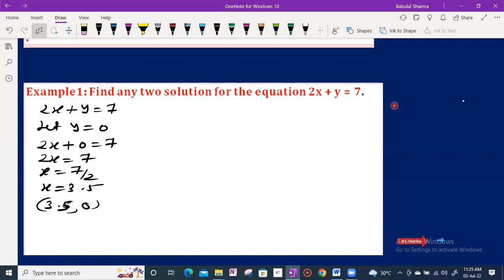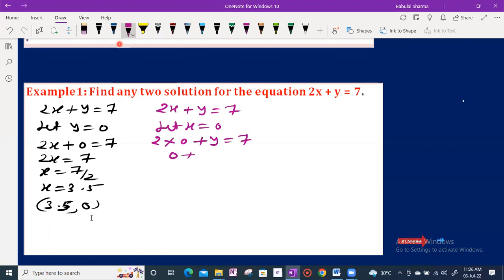ध्यान रखिए, first we write x component and then comma, then we write y component. Second, the equation is 2x plus y is equal to 7. We let x is equal to 0. x और y की जगह हम कोई भी रियल नंबर ले सकते हैं. रियल नंबर्स मीन्स रेशनल और इरेशनल. तो 2 into 0 plus y is equal to 7. 0 plus y is equal to 7. So y is equal to 7. So other solution is 0, 7.